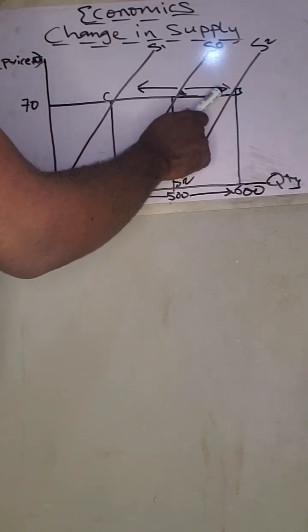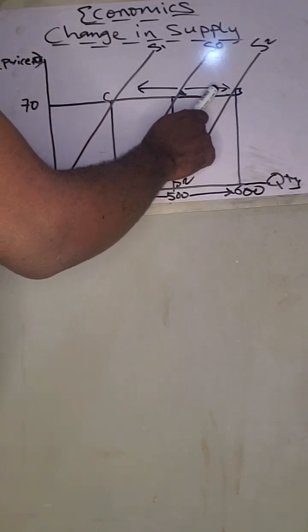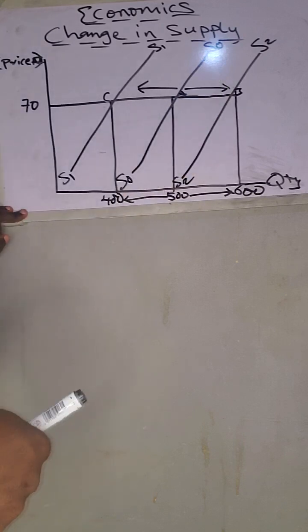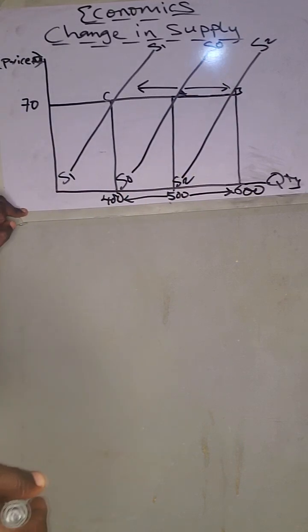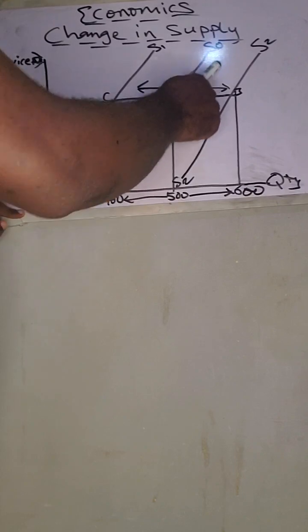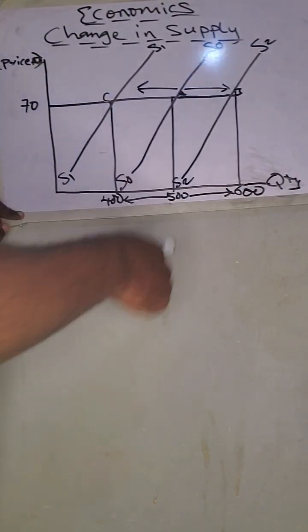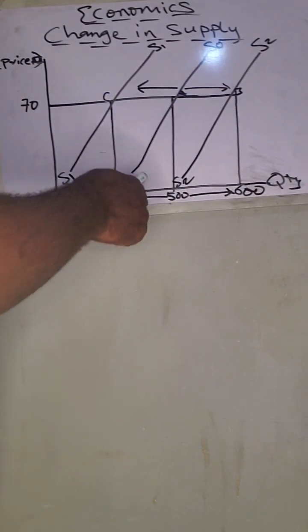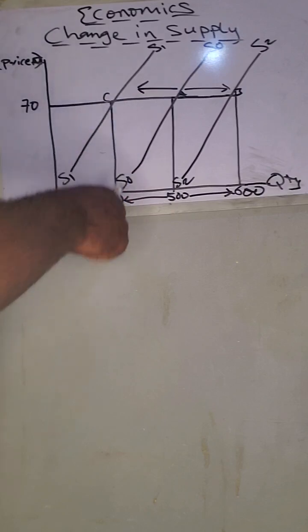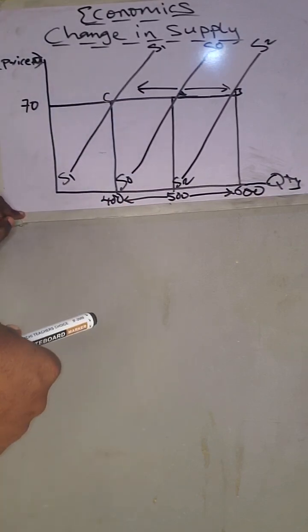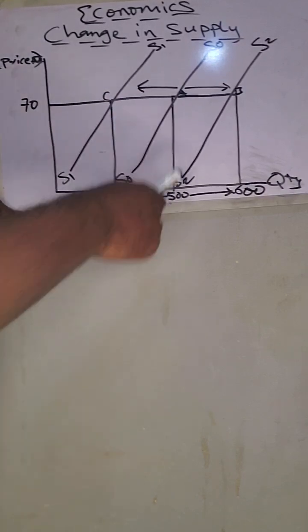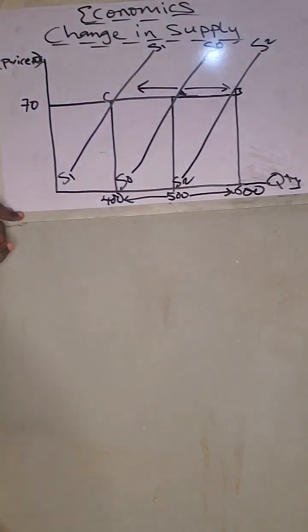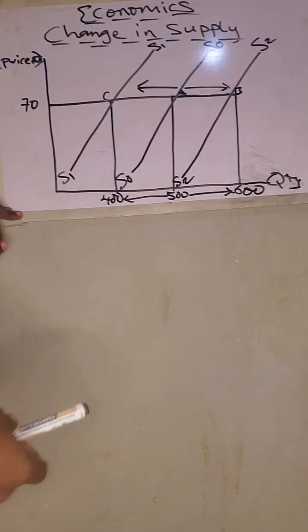The rightward shift indicates an increase in supply from S0 to S2, while the leftward shift indicates a decrease in supply from S0 to S1.